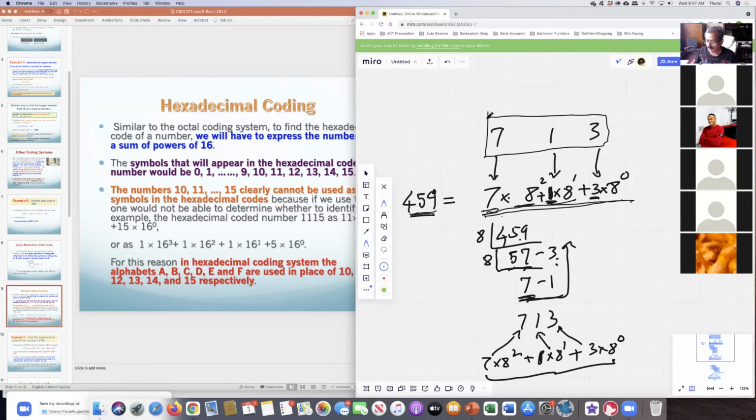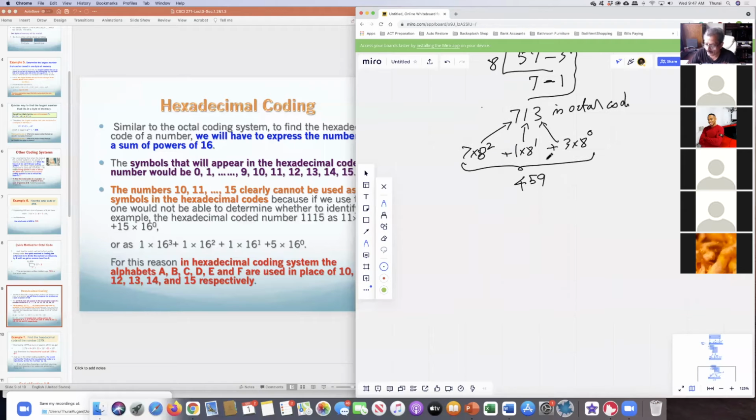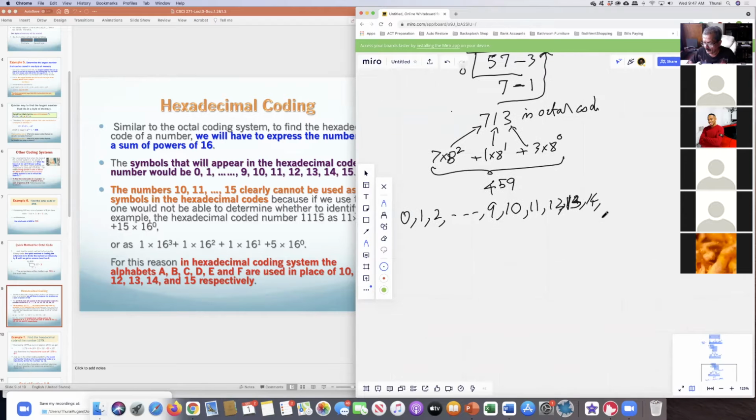When the coding system is hexadecimal, we run into a little problem because now the digits are allowed to be more than 10. So the digits are going to be 0, 1, 2, all the way to 9, and then 10 is allowed. Everything less than 16 can be your digit. So 11, 12, 13, 14, and 15 will be allowed.